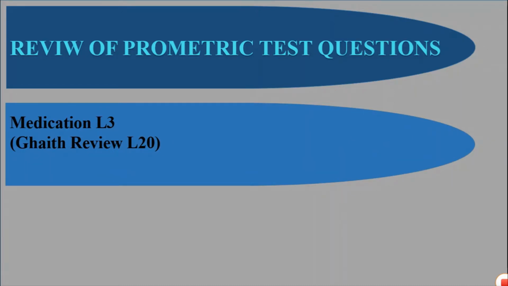Test Question. This is lecture number 3 in medication and number 20 in Ghaith review. Today we are going to discuss 5 questions from question number 116 up to question number 120.